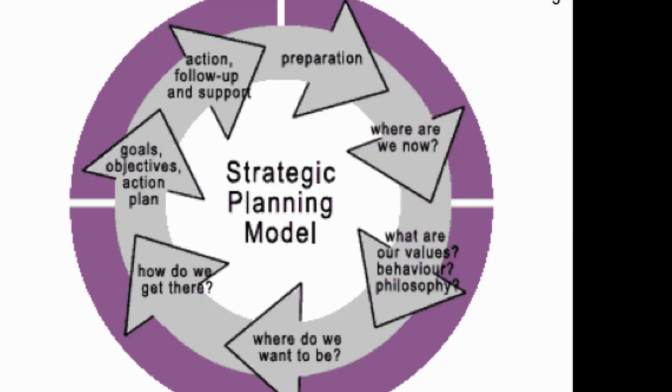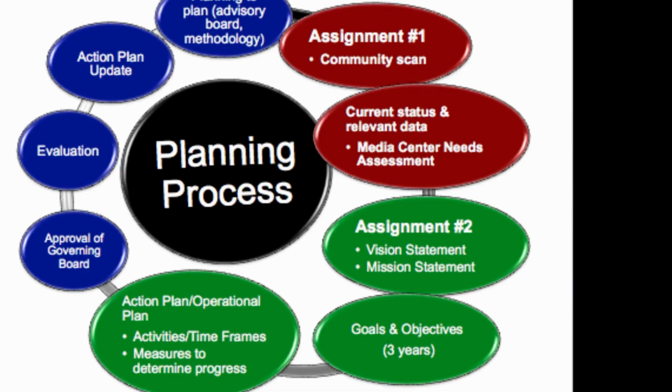This is a model for strategic planning that gives you the big picture. As you can see, it's cyclical. To prepare, you need to identify where we are now, and then determine what are your values, behaviors, philosophy. Looking at school culture, organizational structures, and management styles all play into these very important questions. It's an iterative, cyclical process. An opportunity to set a baseline for future growth.